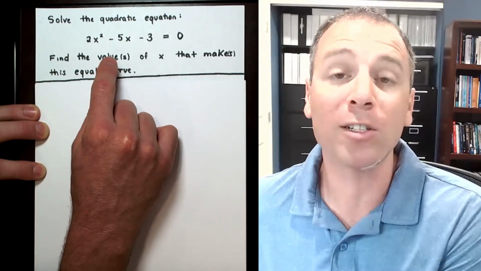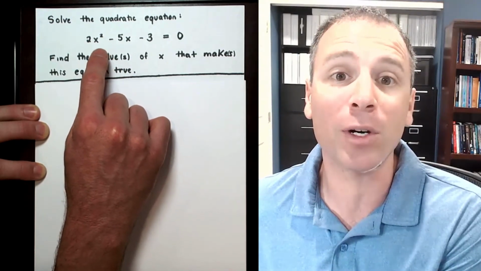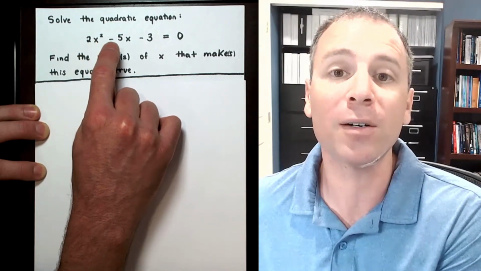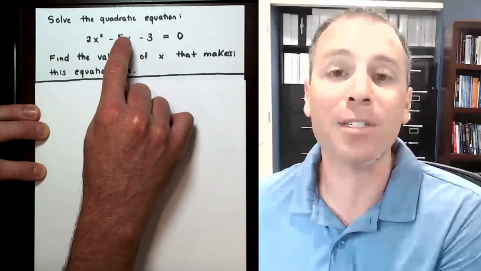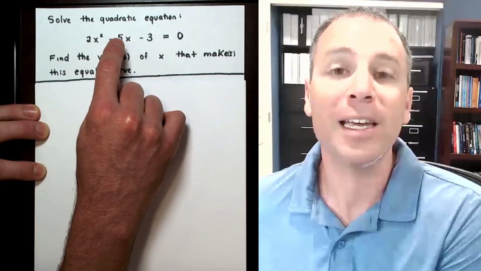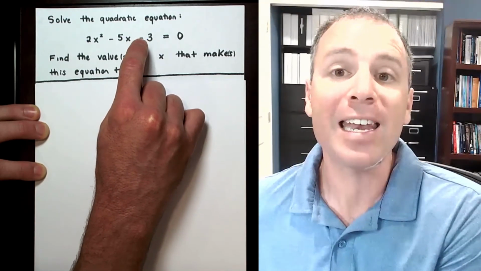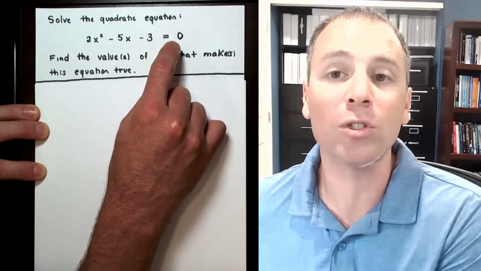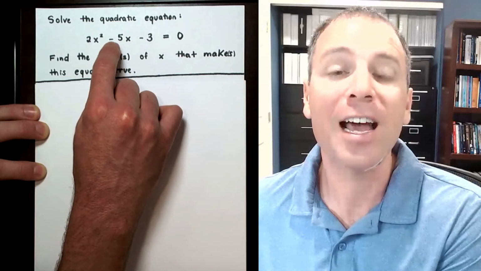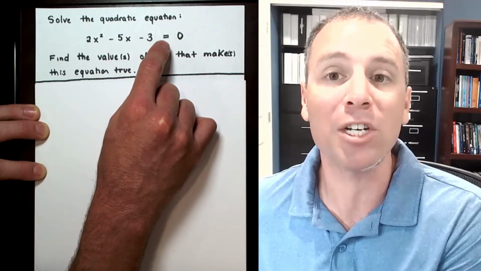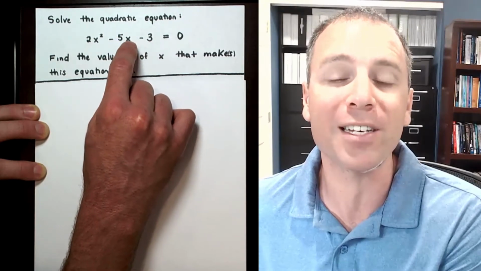For example, a solution to this equation is definitely not 0, since 0 squared is 0, 2 times 0 is 0, minus 5 times 0, so 0 minus 0 is 0, and then 0 minus 3 is negative 3. Negative 3 is definitely not equal to 0, thus, because the value x equals 0 makes this equation false, we say that 0 is not a solution.